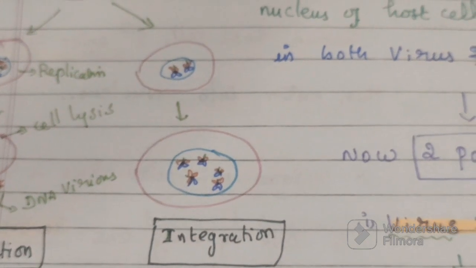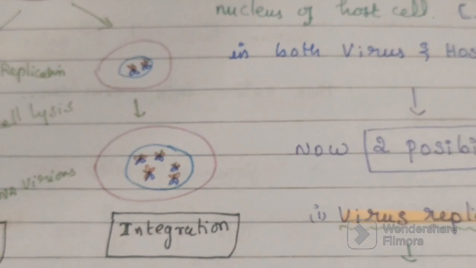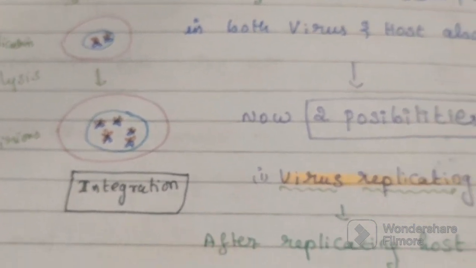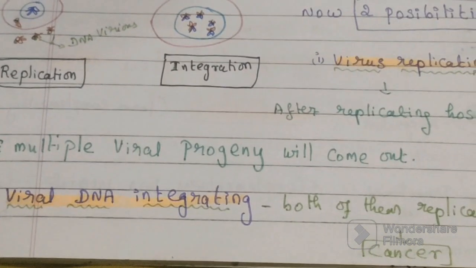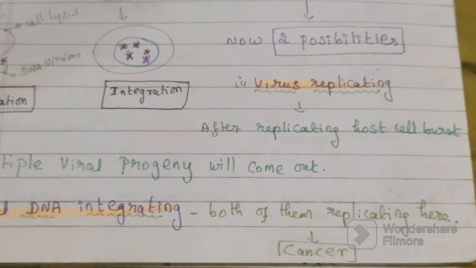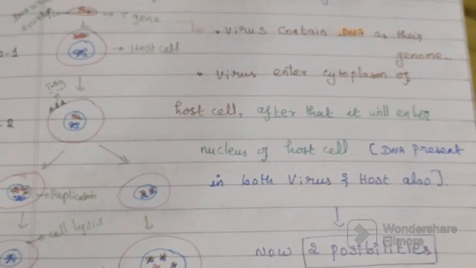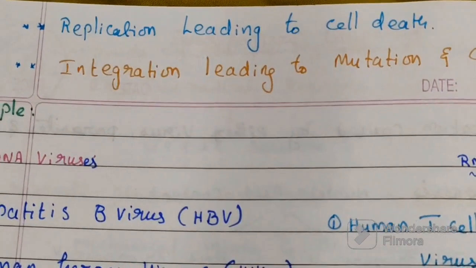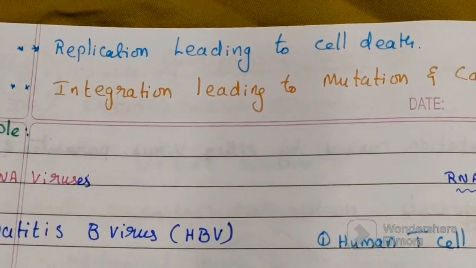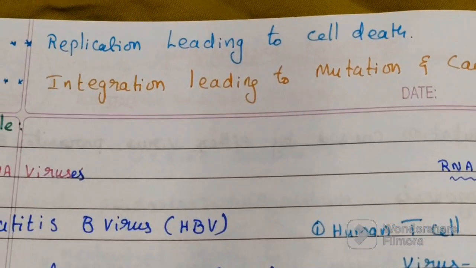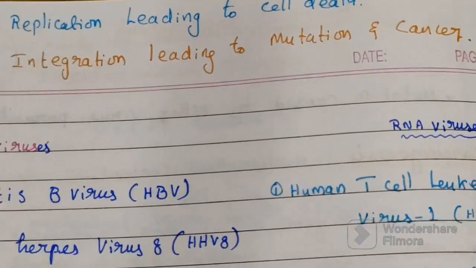Because of this integration, mutation takes place. It causes cancer. So altogether there are two phenomena: replication leading to cell death, and integration leading to mutation and cancer.